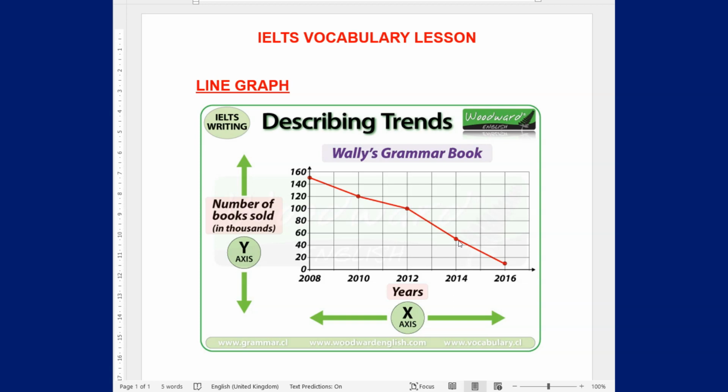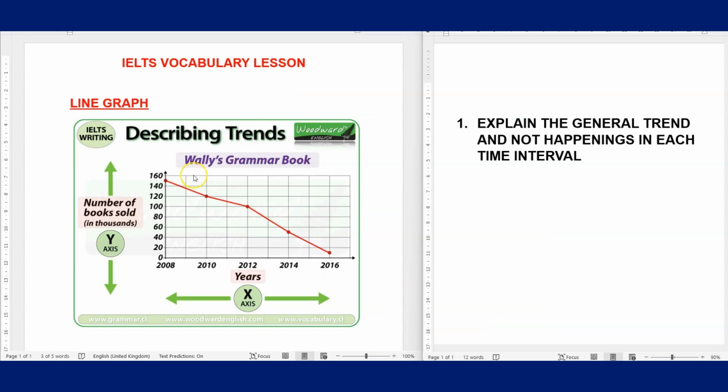It's boring. Actually, really boring, because you are just repeating what is happening in each time interval, and the examiner is not looking at that. What you do is ignore this type of response, as you are not explaining what we call the general trend. The general trend.